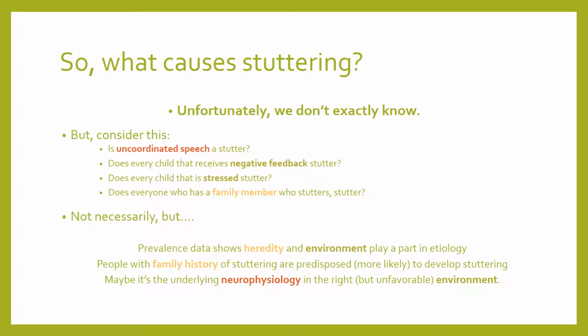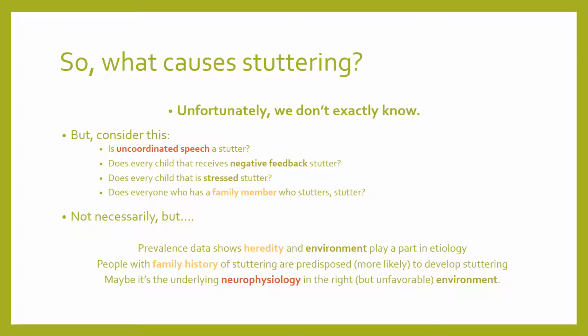But ultimately what we know is that the heredity and environment play a part in etiology. So if people have a family history of stuttering, your uncle stutters, then it's more likely that his son is going to develop stuttering. It also is more likely to run in males, so it's less likely that his daughter is going to stutter.